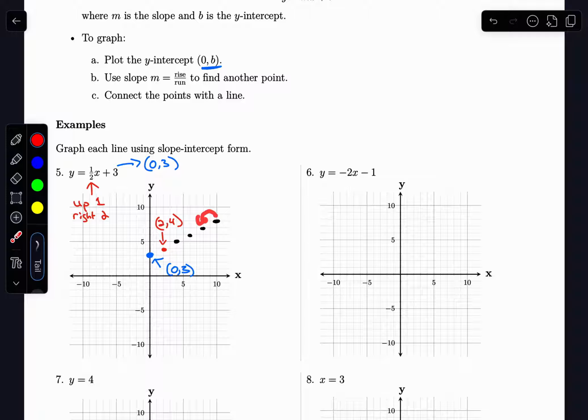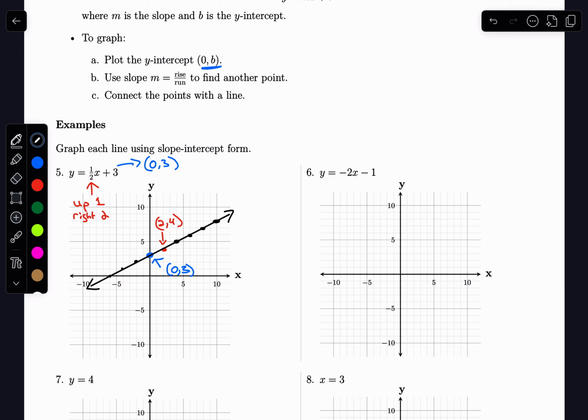Well, when I went the other direction, I went up 1, right 2. So the opposite of up 1, right 2 is left 2, down 1. So if you want to go the other direction, you just reverse what you were doing. So from my blue dot, I can go left 2, down 1, left 2, down 1, left 2, down 1, and now I have more than enough dots to be able to draw a nice line through them and put an arrow on each side.